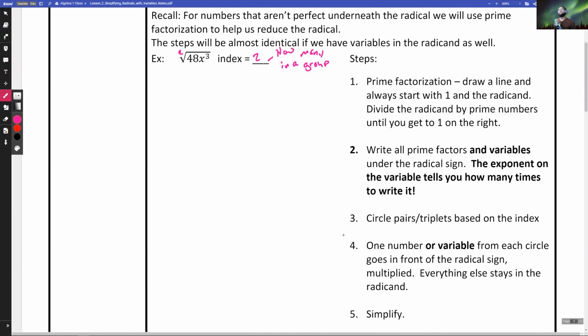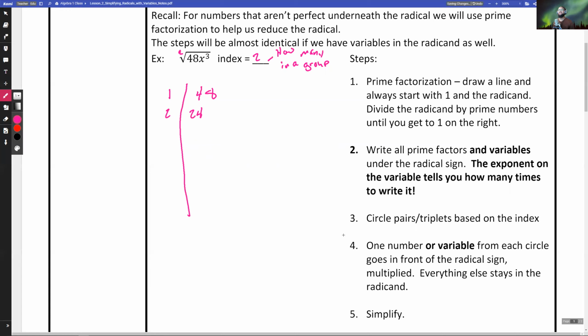So we start off with our line, not so straight. We start with 1, and then we start with 48. That helps us understand that when we're over, we're going to have a 1 on the other side. We start with 1 on the left, and we end with 1 on the right. Our next step is to divide by the next factor. 48 is even, so we can use a 2. 48 divided by 2 leaves us with 24.